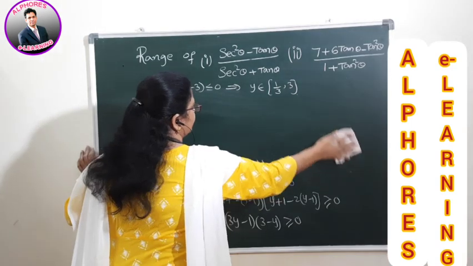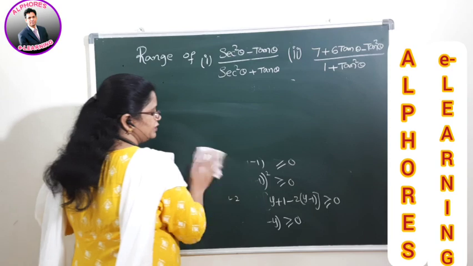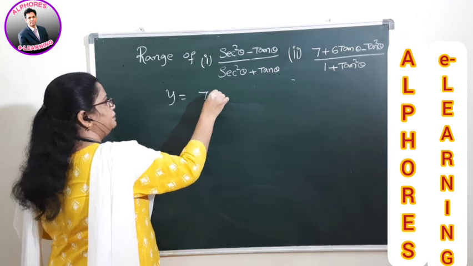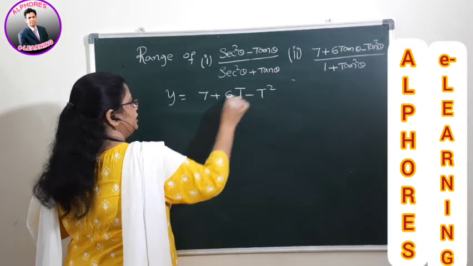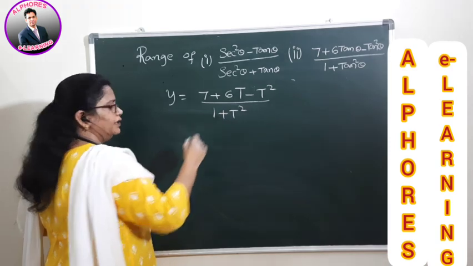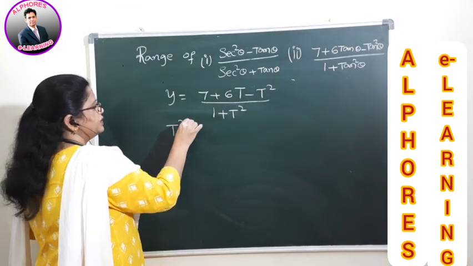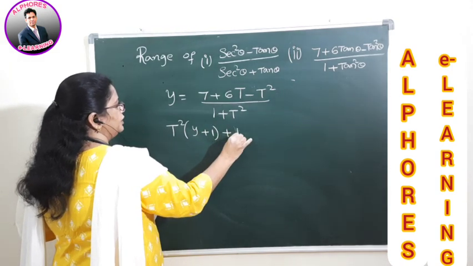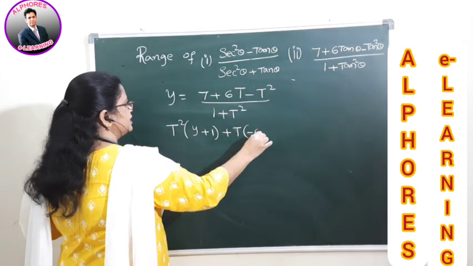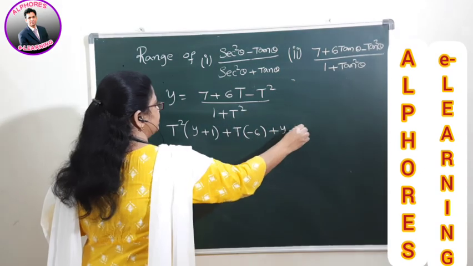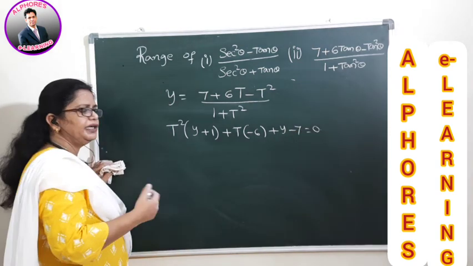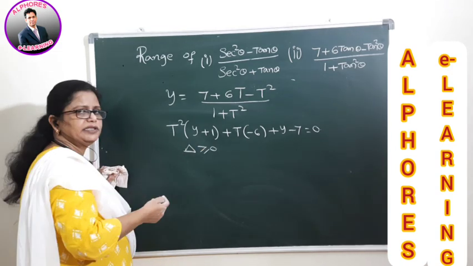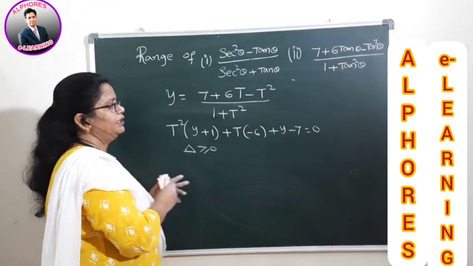That means it is again a quadratic in tan, you are observing. Therefore, in the same manner, y is equal to 7 plus 6 tan minus tan square divided by 1 plus tan square, right? If I do cross multiplication, tan square into (y plus 1) plus tan value, which is minus 6 times tan, and after that I get y minus 7 is equal to 0. So again we can apply the same concept, that is discriminant greater than or equal to 0, that is b square minus 4ac.